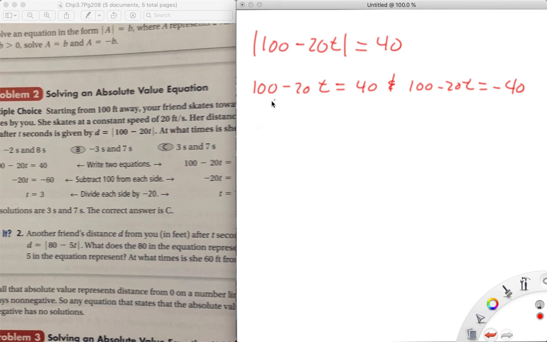So on this side, I'm going to subtract 100 from both sides. That gives me negative 20t equals negative 60. Then I divide by negative 20 on both sides. Then I get t is equal to 3. On this side, again, I'm going to subtract 100.